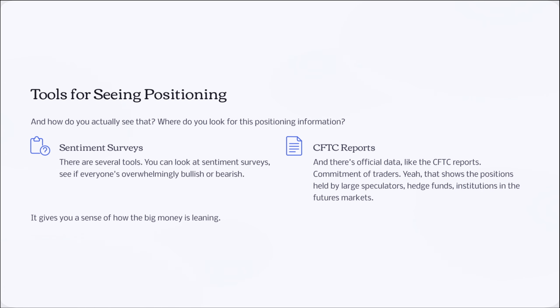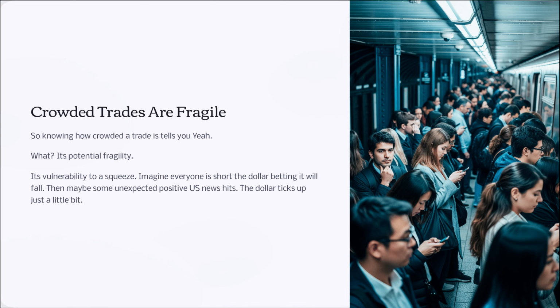And how do you actually see that? Where do you look for this positioning information? There are several tools. You can look at sentiment surveys, see if everyone's overwhelmingly bullish or bearish, and there's official data, like the CFTC reports. Commitment of traders. Yeah, that shows the positions held by large speculators, hedge funds, institutions in the futures markets. It gives you a sense of how the big money is leaning. So knowing how crowded a trade is tells you what? Its potential fragility. Its vulnerability to a squeeze.